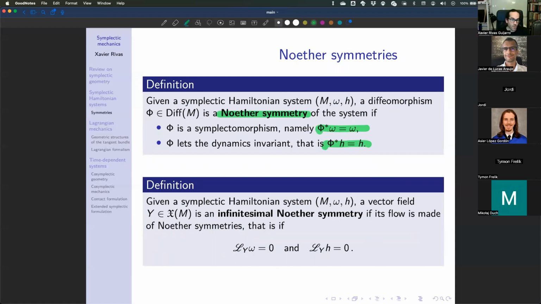Okay, and the same with the infinitesimal version. I mean, this is for diffeomorphisms. We can also define it for vector fields. So an infinitesimal Noether symmetry will be a vector field preserving the symplectic structure and preserving the Hamiltonian function. And these are the symmetries that will allow us to find conserved quantities. So knowing what symmetries the system has, this will allow us to find first integrals and thus reduce the system using a Marsden-Weinstein method or whatever.